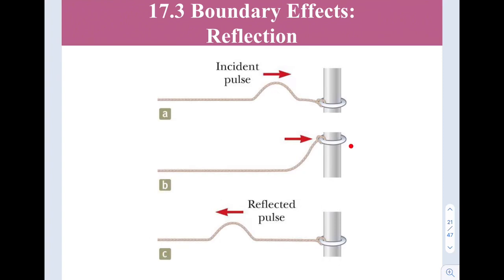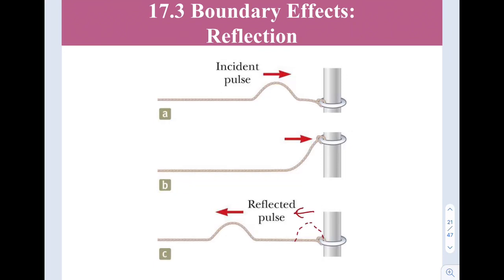When it reaches the post, the pulse exerts a force on the free end of the string, causing the string to accelerate upward. The ring rises as high as the incoming pulse, and then the downward component of the tension force pulls the string back down. This movement of the ring produces a reflected pulse that is upward oriented.